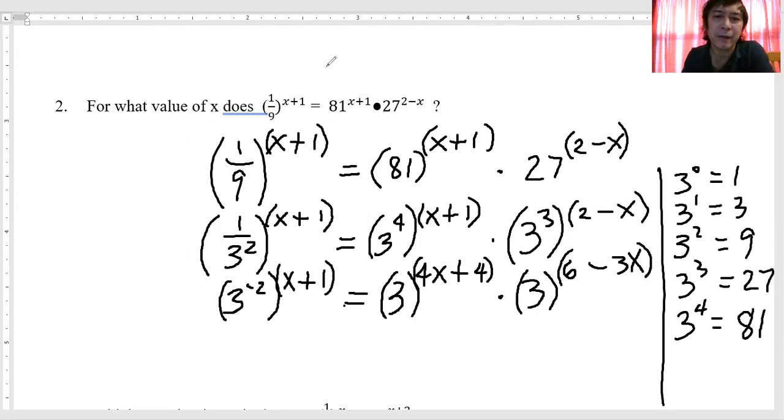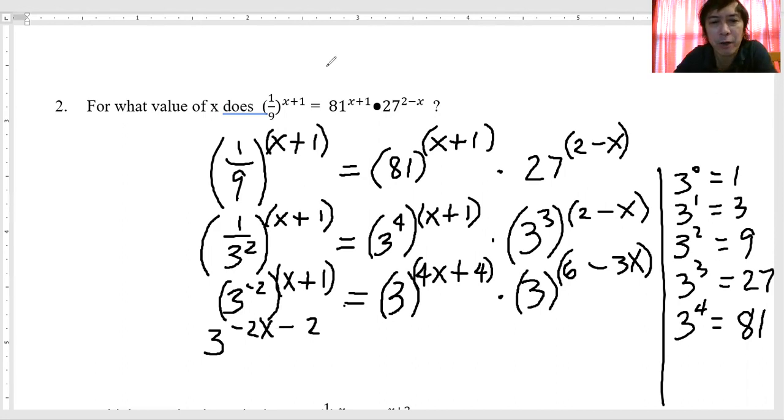There. And now you can have all of them in base 3. So you can now simplify this by the law of exponents. You can have this 3 raised to negative 2x, and negative 2 and 1 is negative 2.